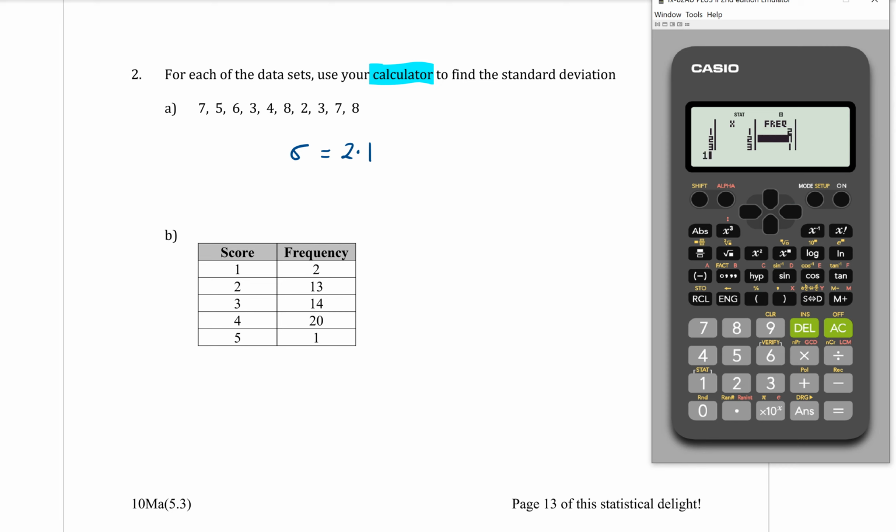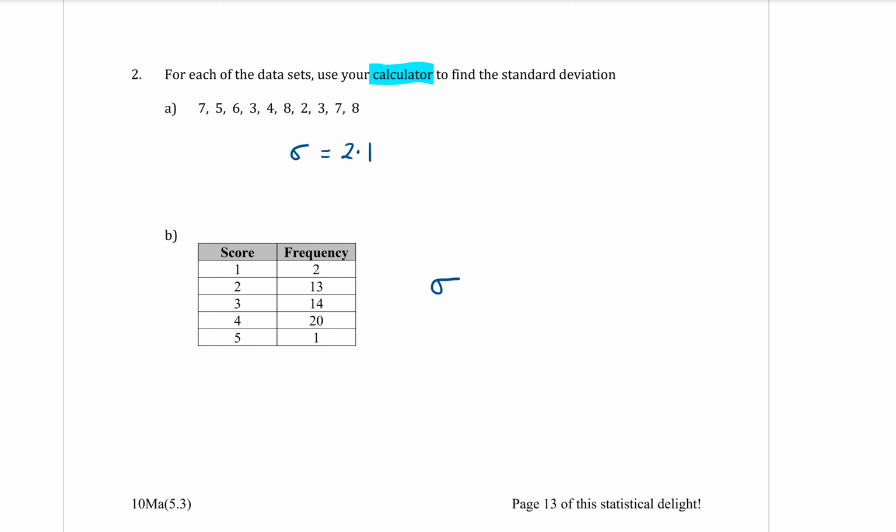20, and 1. Okay, press AC, press Shift 1 to bring up the menu, and we press 4 for variable and 3 for standard deviation. Press equals, and this is the answer. So we're just going to do 2 decimal places. That's 0.94. Standard deviation equals 0.94. Correct to 2 decimal places.